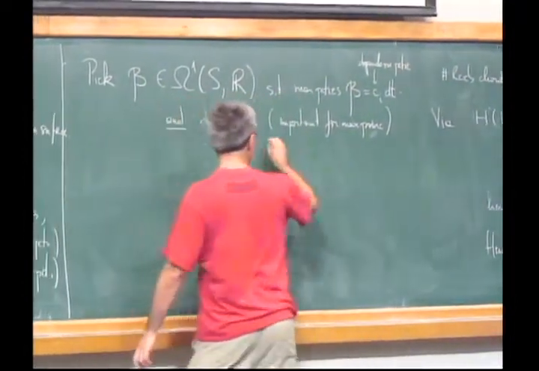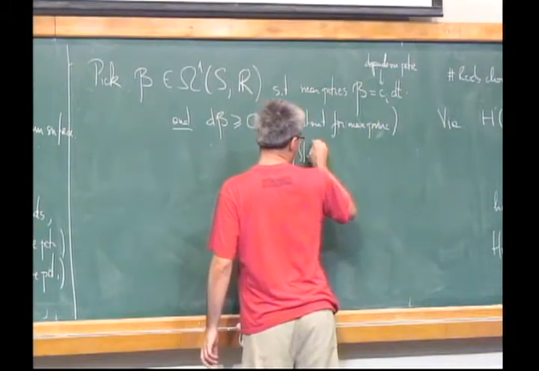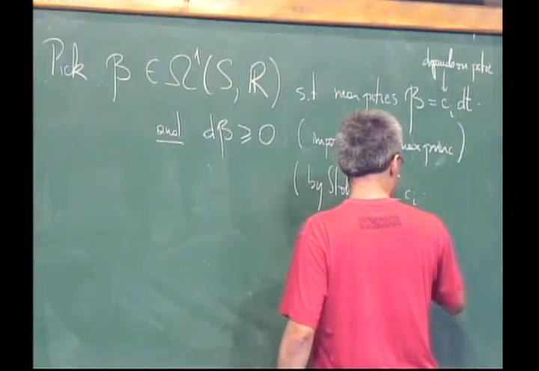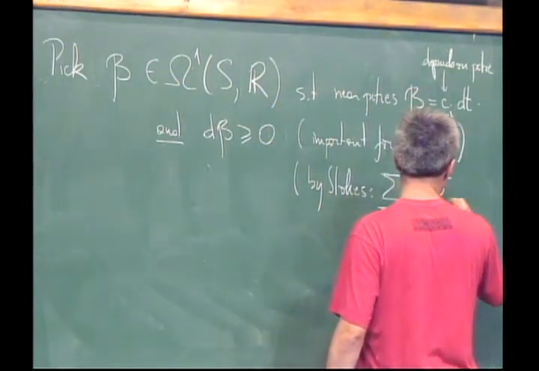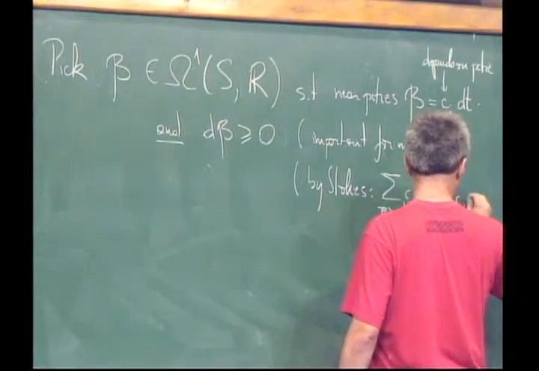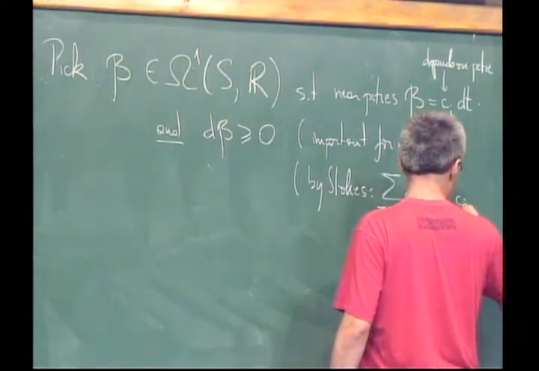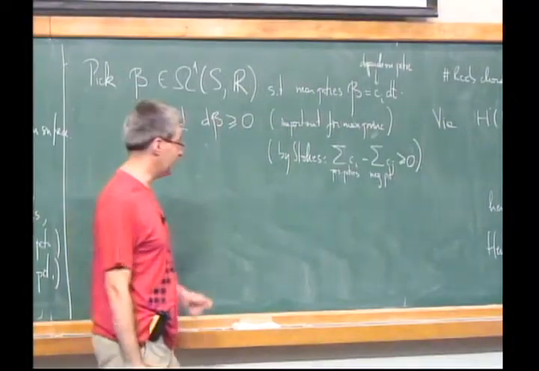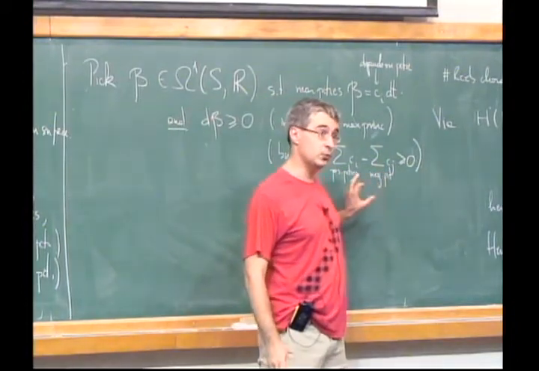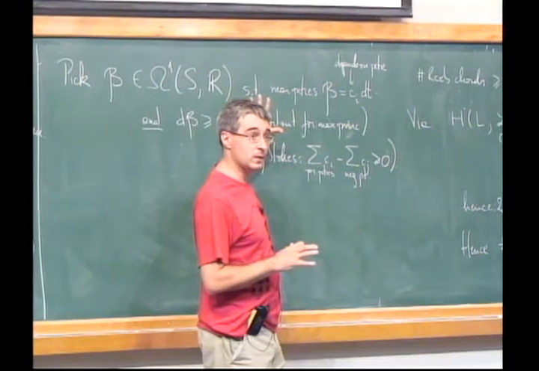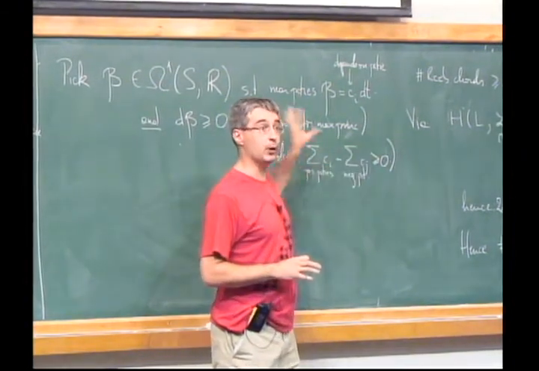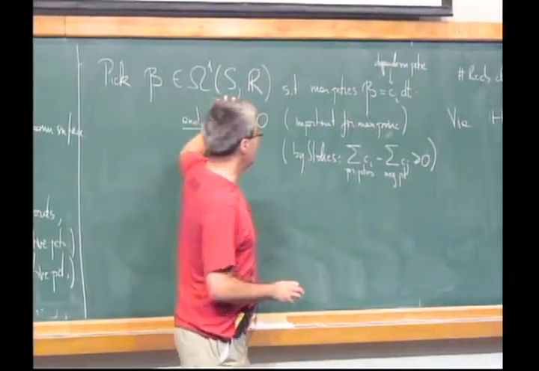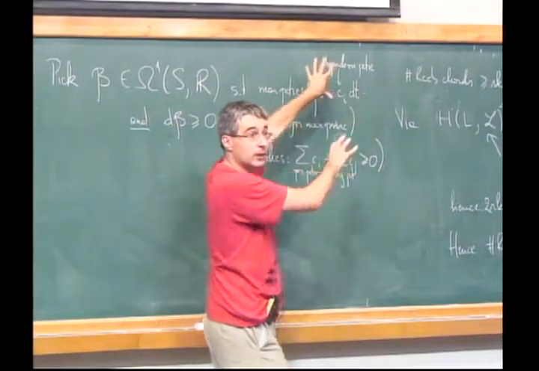Yeah? And this forces, by Stokes, this forces the fact that the sum of the Ci over the positive punctures minus the sum over the Cj's over the negative punctures be positive. Right? You integrate by parts and you get that. And as a matter of fact, this is the only obstruction. As soon as you fix constants at the punctures which satisfy this relation, you will always be able to find a one-form satisfying d beta non-negative, and with a prescribed asymptotic near the puncture.